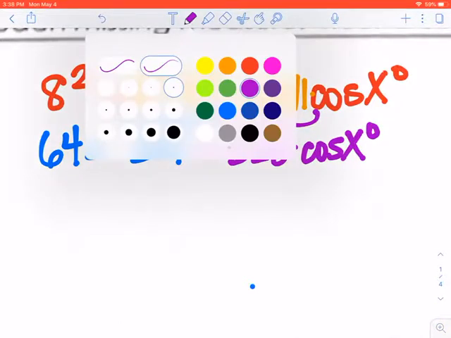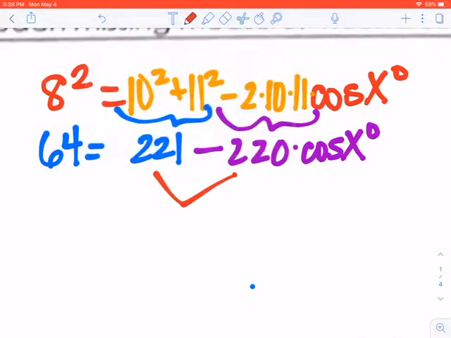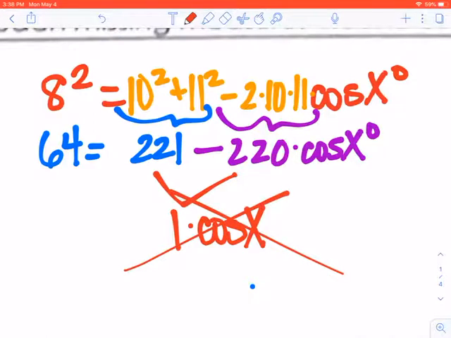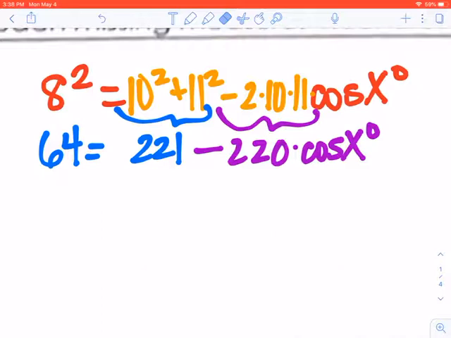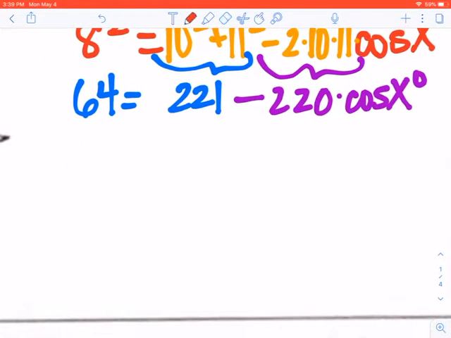The reason why I separated those is because you cannot subtract 221 minus 220. Don't write this down. So many people want to say, oh, 221 minus 220, that's 1 times the cosine of x. That is not the case. Don't ever do that. That is not how order of operations works. We multiply and divide before we add and subtract. Okay, so I cannot add and subtract those because it's being multiplied times the cosine of x. So I have to do a little solving here.